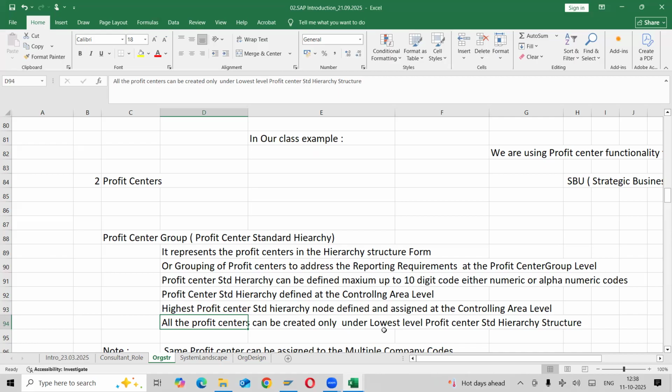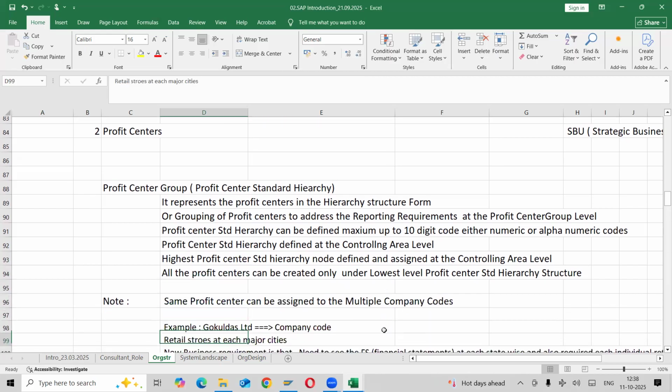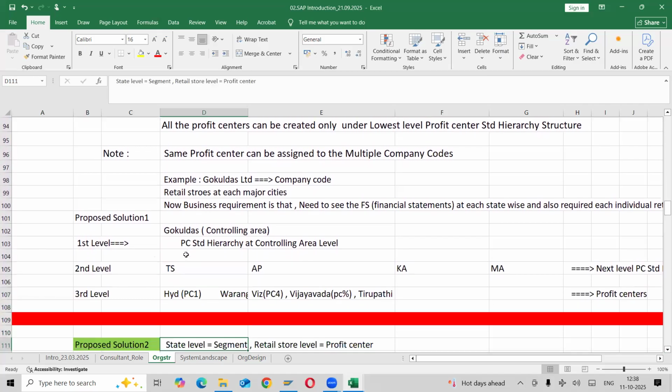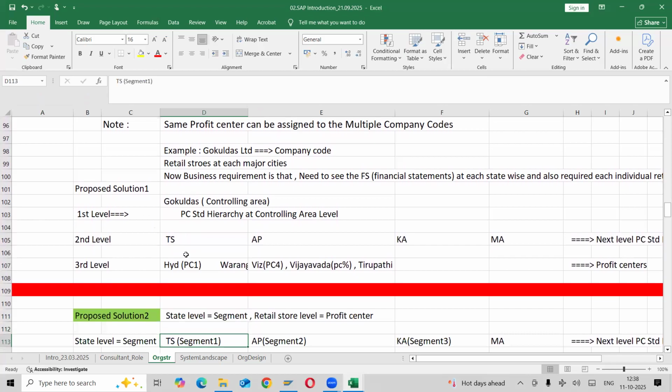We will discuss this at the time of profit center creation, probably in the 9 o'clock session. We are going to create it within 2 to 3 sessions. Same thing I mentioned here: the same profit center can be assigned to multiple company codes. Clear? I don't want to mention a lot here. Same thing here, I said Gokuldas controlling area, and this is my profit center.